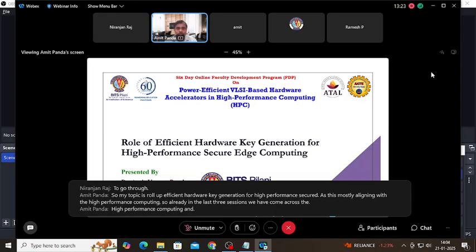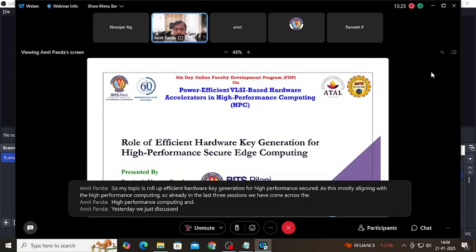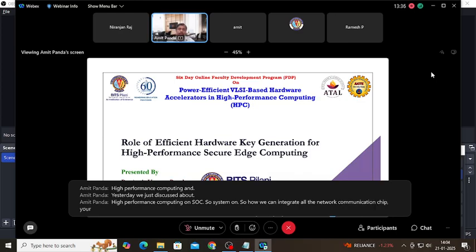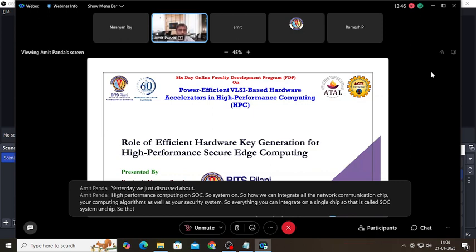Yesterday we discussed high performance computing on SoC, system on chip. So how we can integrate the network chip, communication chip, your computing algorithms, as well as your security system. Everything you can integrate on a single chip. That is called SoC, system on chip. That chip you can use for high performance computing.